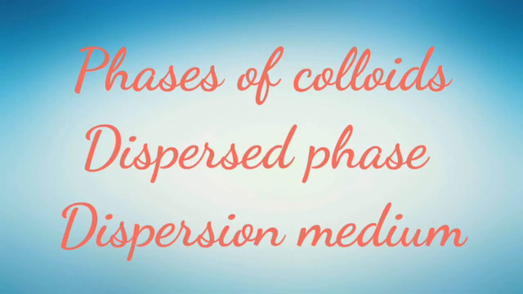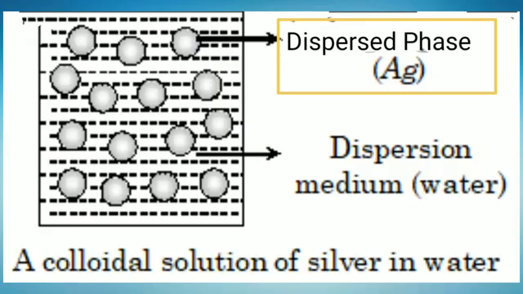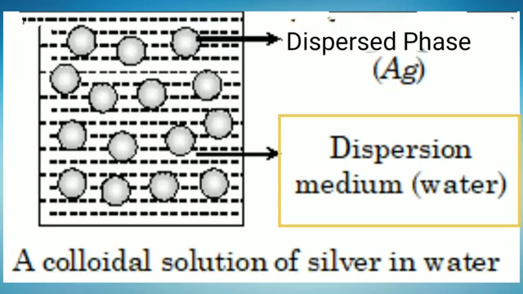If I talk about phases of colloids and their classification, then students, we know that colloidal solution is of heterogeneous nature. It consists of two phases, a dispersed phase and a dispersion medium. Students, a dispersed phase is a component present in small proportion and is just like a solute in a solution. For example, in the colloidal solution of silver in water, the former acts as dispersed phase. Former means silver. Silver is the dispersed phase. And if I talk about dispersion medium, it is generally the component present in excess and is just like a solvent in a solution. Considering the same example, in the solution of silver in water, water acts as a dispersion medium.